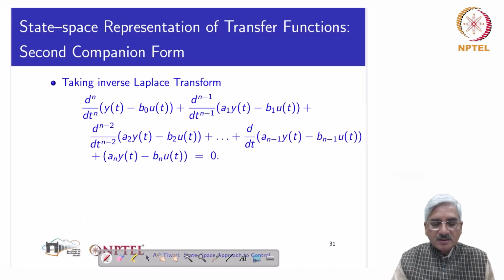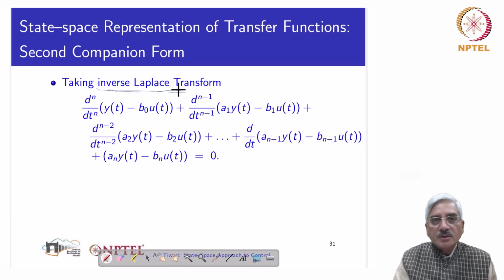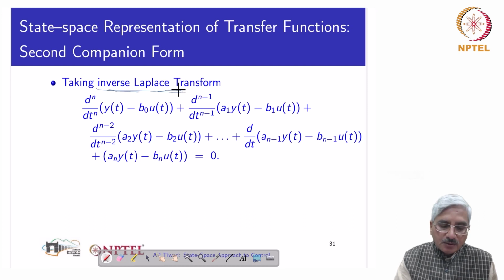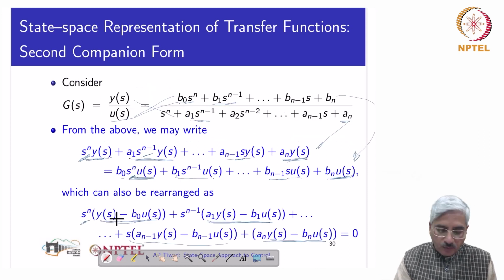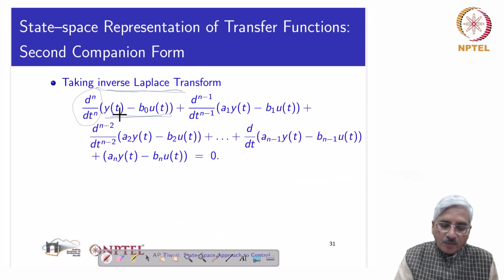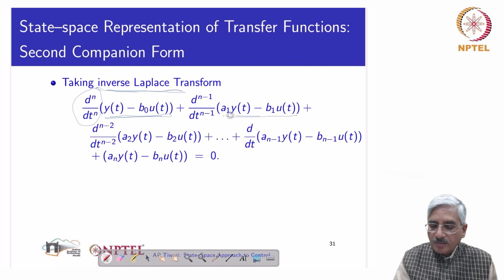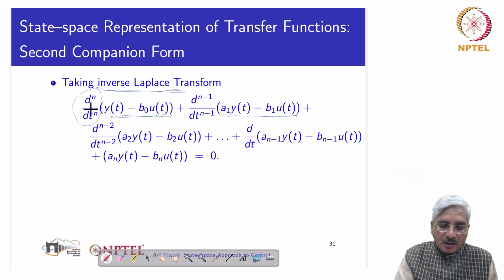And now after this, what is done is we take the inverse Laplace transform. So terms containing the product of s^n with a variable are converted into the nth derivative of the variable. So the term like this, s^n Y(s) minus b0 U(s), will give a term nth derivative y(t) minus b0 u, (n-1)th derivative a1 y(t) minus b1 u, and so on. So we get an nth order differential equation whose terms are like this.